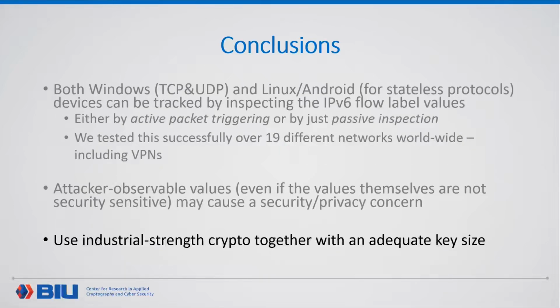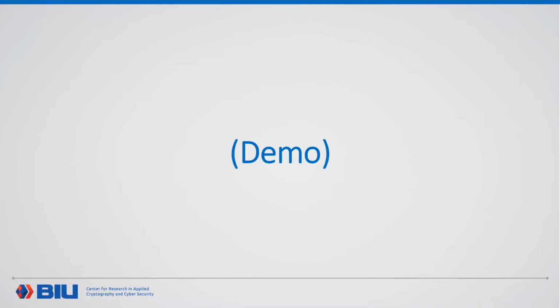We conclude with the recommendation that vendors should always use industrial strength crypto together with an adequate key size when such observable values are involved. We finish with a short video demo. The demo shows that for different browser choices, our HTML snippet generates the same device ID for the tested device.